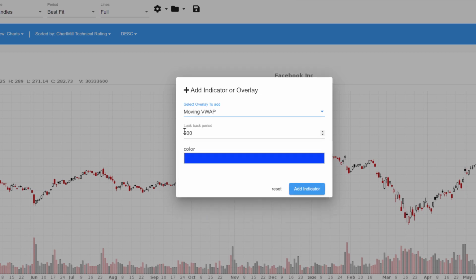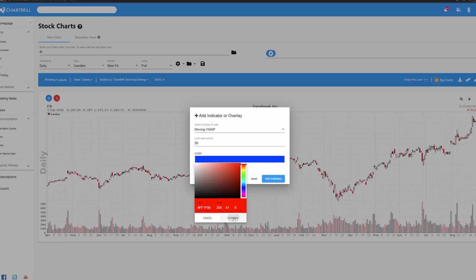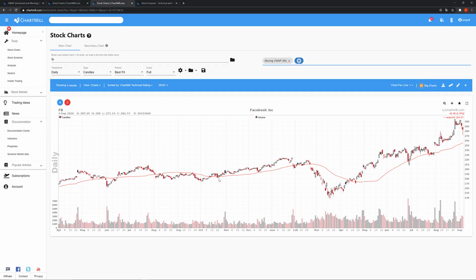For the moving VWAP, there is only one main parameter to define, which is the period over which the VWAP should be calculated. For example, a moving VWAP over a period of 50 days gives a trader information on the average price traded over the last 50 days adjusted by volume. And besides the period, you can also specify the color when you add the indicator.